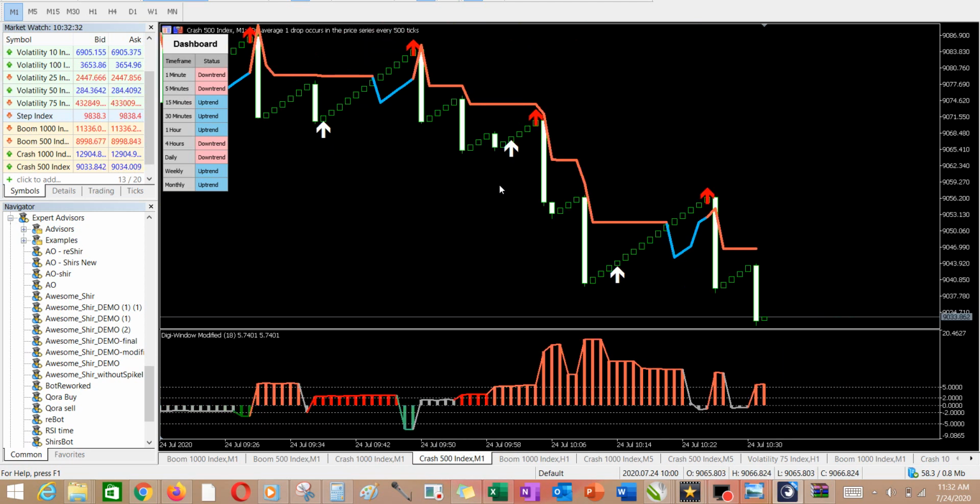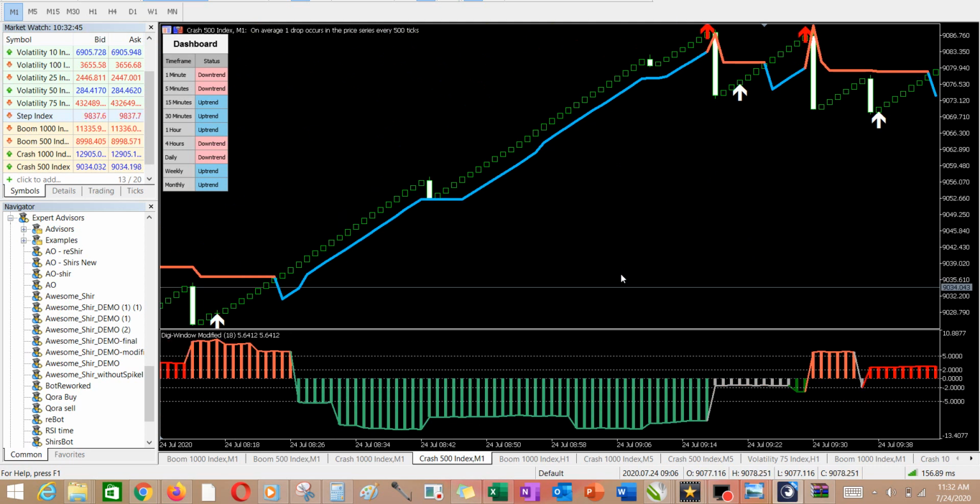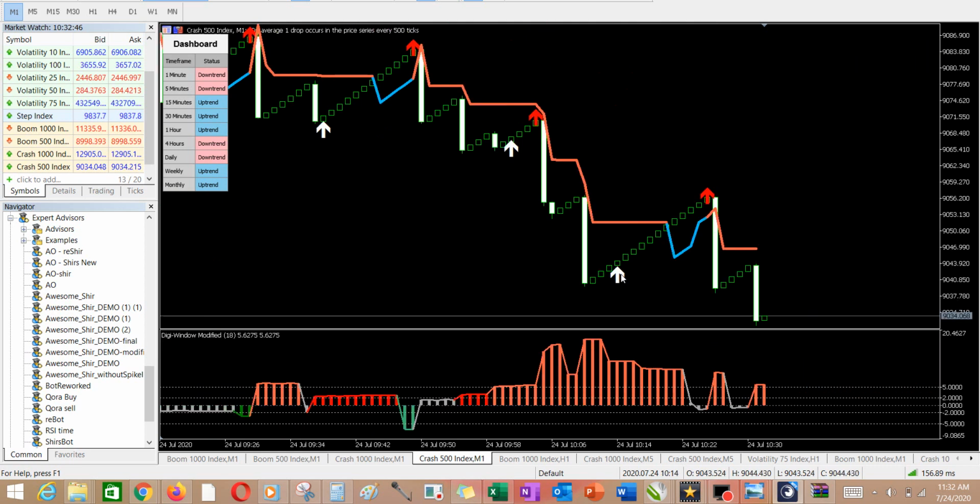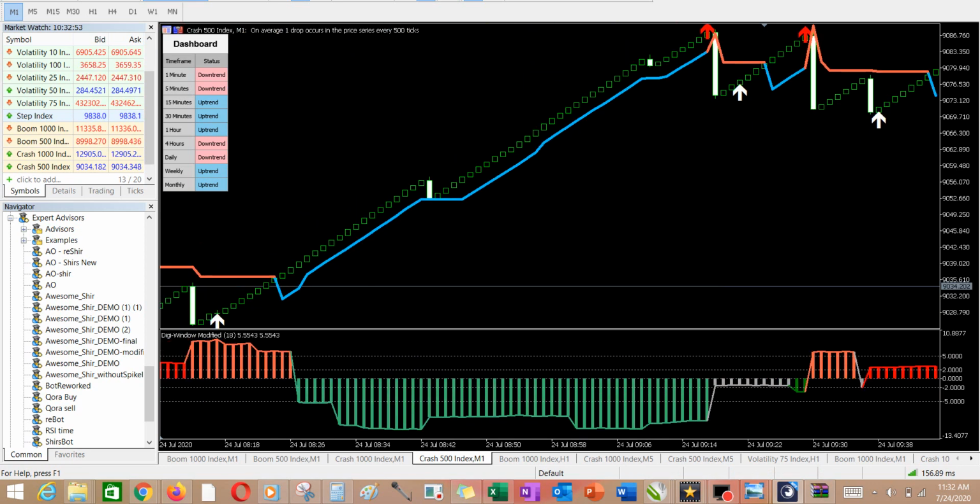If you are the type that loves buying crash, stay out of the market. You can see here it is red on the dashboard. 1 minute and 5 minutes are very red, so do not trade. Stay out of the market. Wait for it to get to a major support level. Make sure it is green here before you go into the market again.